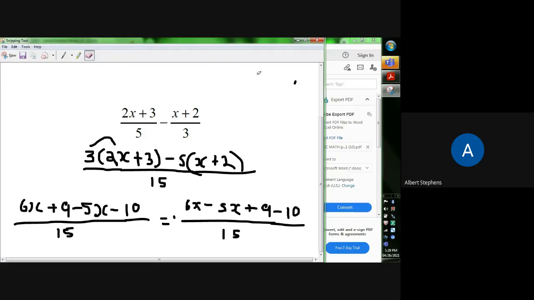All right. Oh, I didn't get to finish the answer. So 5x from 6x is just 1x, or x. 9 subtract 10 is negative 1, all over 15. As you can see, you can't subtract those two because they're unlike. If I had an x right here, then we could subtract it, or if we had some numbers right here.